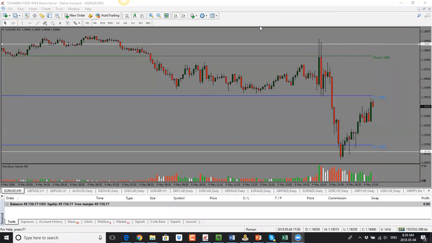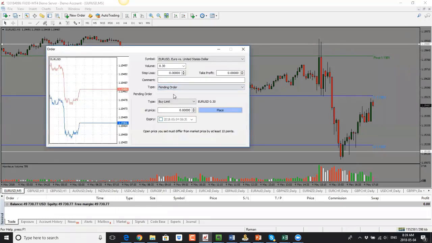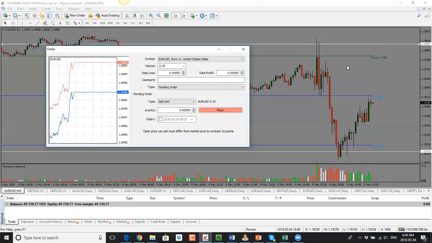So what you would do in that case is you would go and place what's called a sell limit. So you would have a pending order and you would say sell limit, right? So you tell it what price you want to place that order at. So this one is 1.1988. So let's say 1.1990 just to make it even, but you can place it at any price here. So 1.1990. So that's the order. That's the place you want to place the order at. So you would do that and then click on place.